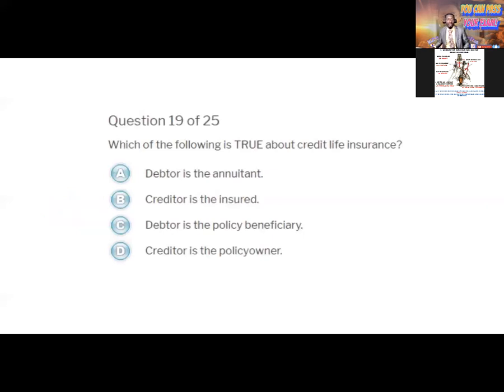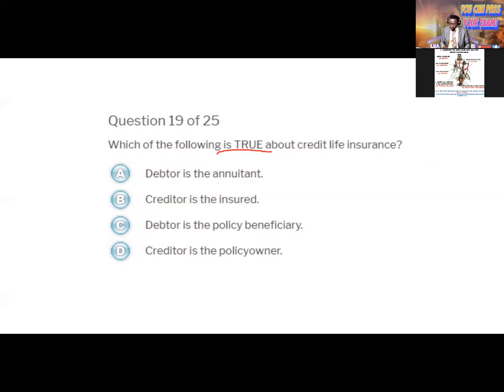So let's go to the next question and let me clear. I'm pretty sure this is the last question we're going to do. Okay, that's question 10. That's the last one. This question asks, which of the following is true about credit life insurance? That means one of them is true and the rest are false. Only one of them is true. Everything else is false.